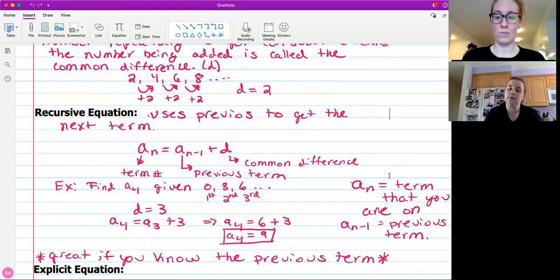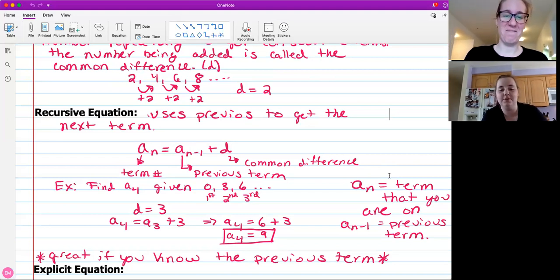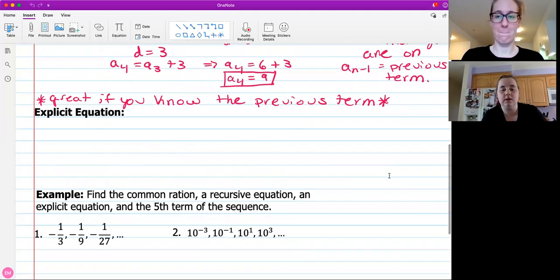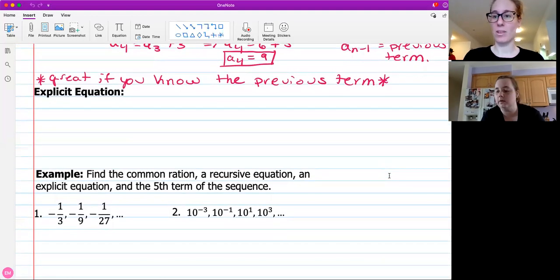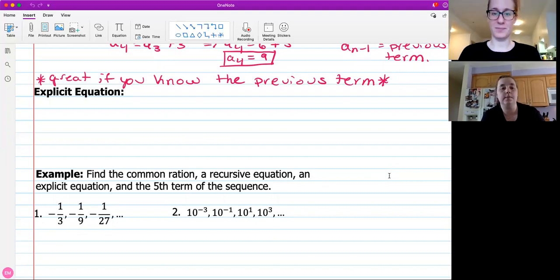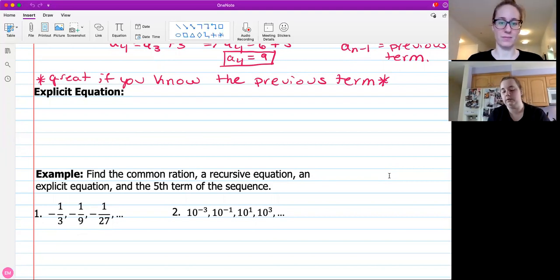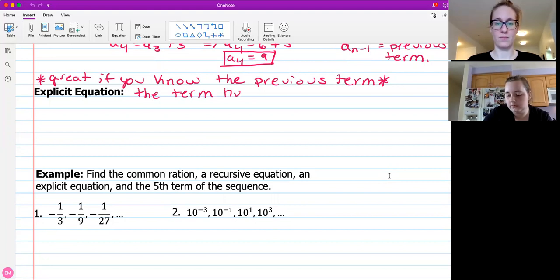Which is why there's 2 equations. Our next one is the explicit one, which doesn't require you to use the previous term. So let's talk about that for a second. This one uses the term number to find the value of that term.